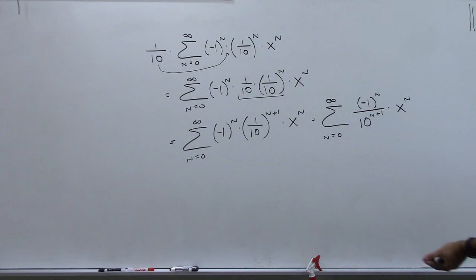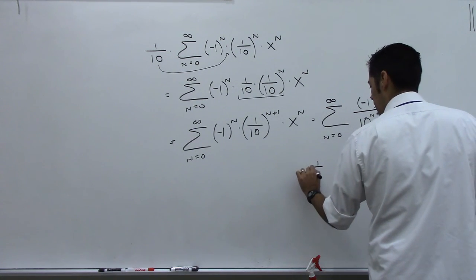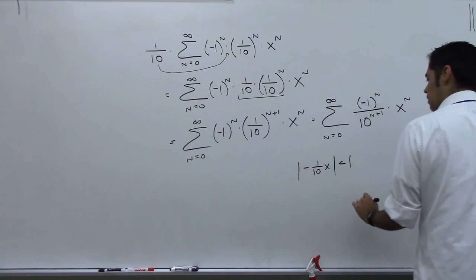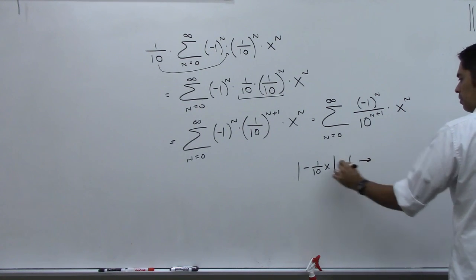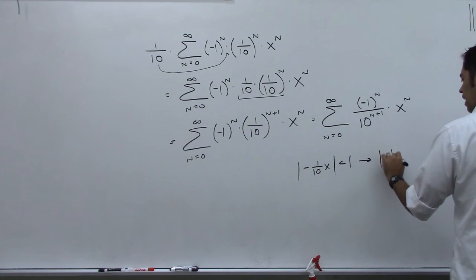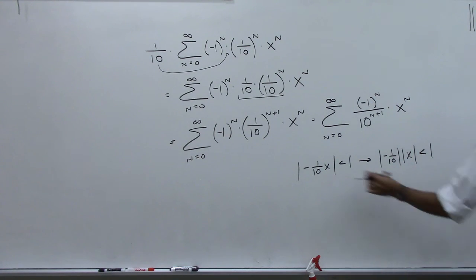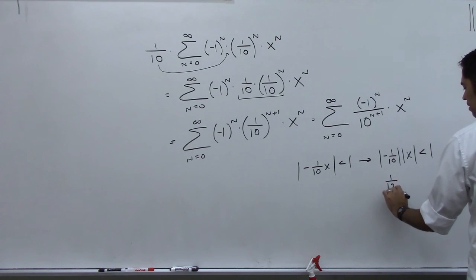Now we need to find the interval of convergence. So remember that the u that we used was negative 1/10 x. We need the absolute value of that to be less than 1. So I can do the absolute value of negative 1/10 times the absolute value of x is less than 1, so splitting that up. Of course, the absolute value of negative 1/10 is 1/10.